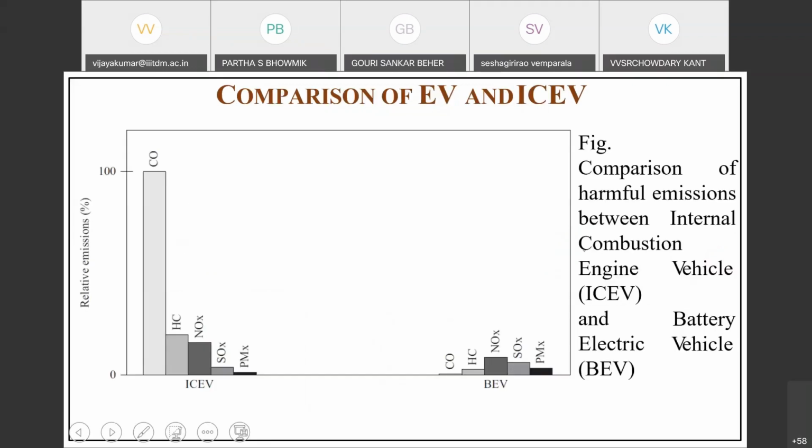Okay, so you can see here the comparison of the CO2, or you can say gas emissions, of IC vehicles and battery operated vehicles. In the battery operated vehicles, the gas emissions are drastically reduced. Even if you look at IC engine based vehicles, carbon monoxide is 100%, and here you can see it's very less. Even other gases are also reduced, right? So in comparison to the IC engines, the electric vehicles are preferred.